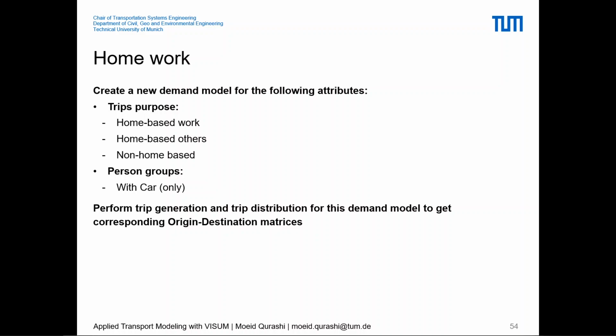You have one week to do the homework and to try to follow the same exact process. You will have to do the trip generation with these three different demand groups: home-based work car, home-based other car, and non-home-based car. So you will have productions and attractions for these three demand groups, and then you will also do the trip distribution for these three.